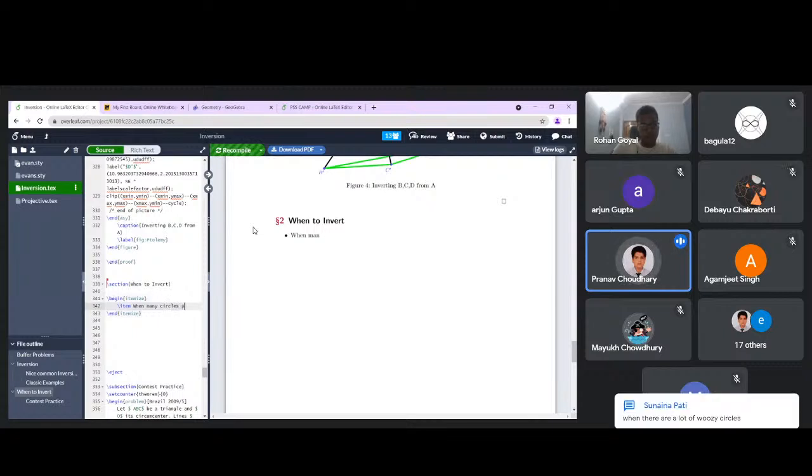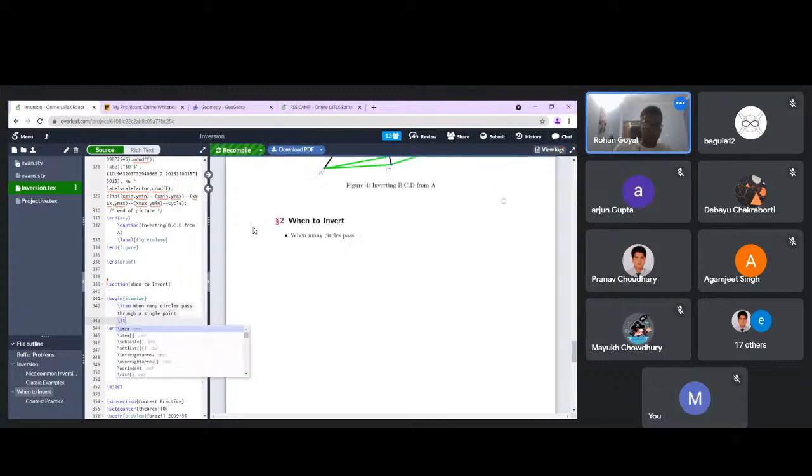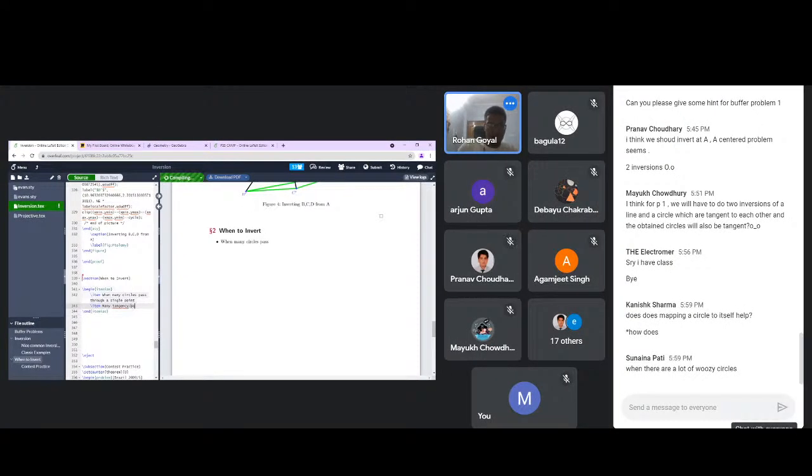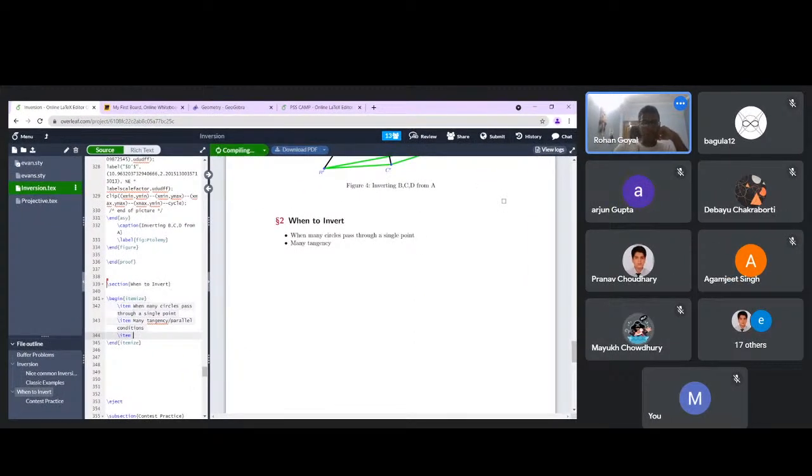When there are lots of tangency conditions, good. Many tangency or parallel conditions. What else? Many circles pass through a single point. And a famous point maps to a famous point, I mean a known point. When there is a lot of overlap with the original diagram.